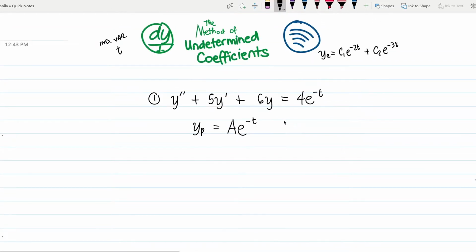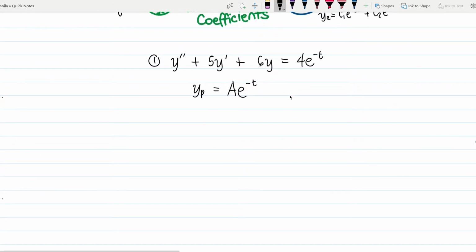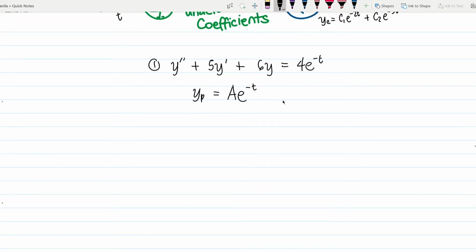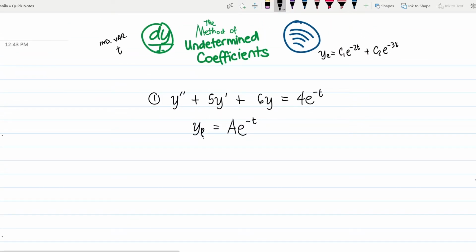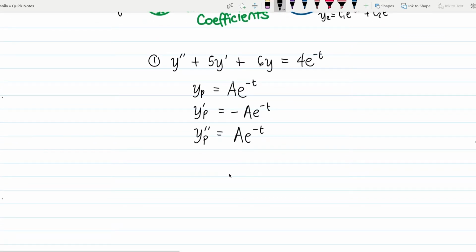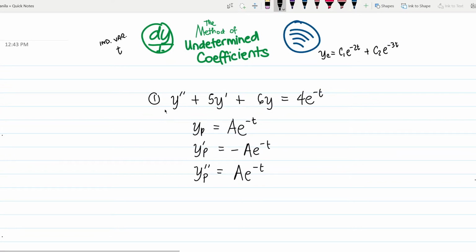So how are we, that is not 14. Okay, yeah. So how do we start solving this? So mangyayari, this is a solution already, right? This is a particular solution, right? So if we derive this, yp prime, we should get minus ae to the negative t. And if we derive this again, we get yp prime prime, which is going to be ae to the negative t again, right? So, okay, that's it. What if we plug that back into our original equation?